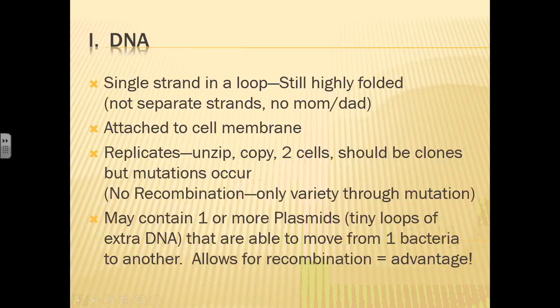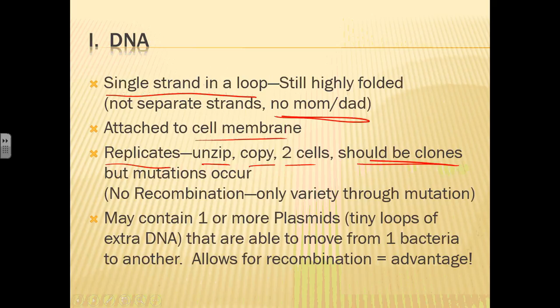So DNA in prokaryotic cell is a single strand in a loop. There's no mom and dad DNA. It's sometimes attached to the cell membrane. It replicates, unzips, copies the DNA, makes two cells. They should be clones, which means they should be exactly alike, unless mutations occur or other recombinations we'll talk about.